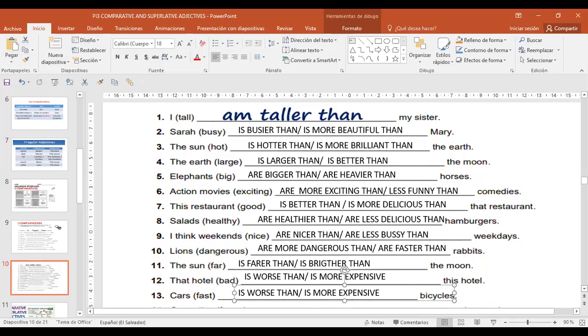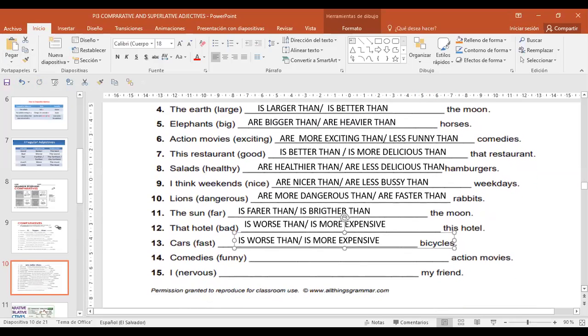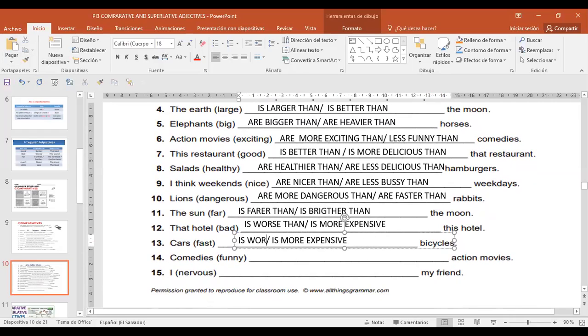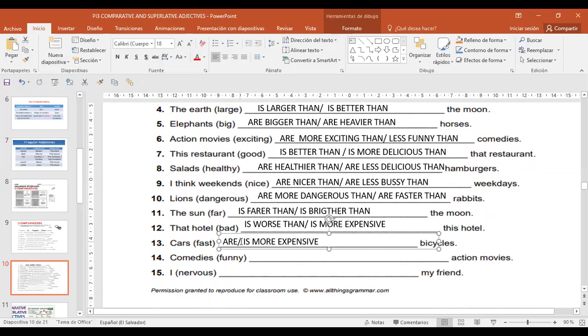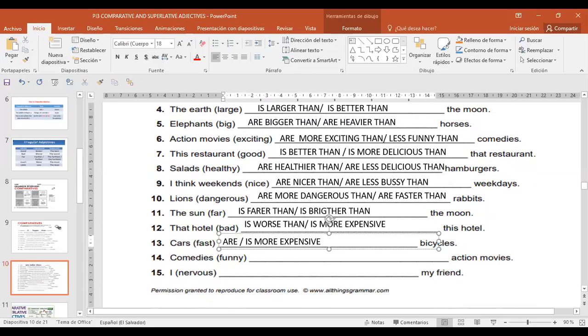Let's see. I think this is the last one. 13. No, I have two more. Okay, cars, fast, bicycles. So, cars are, in this case, right? Because we are talking about plural. Cars are, in this case, fast. We just add faster, right? Are faster than. Could you think in another adjective?